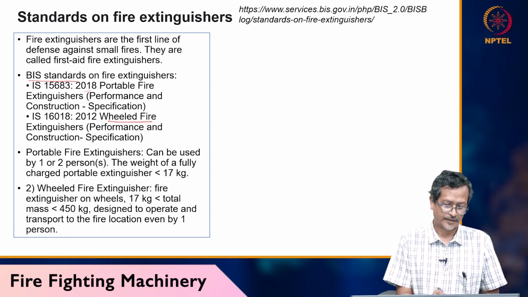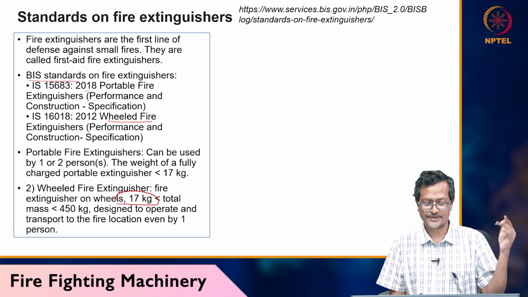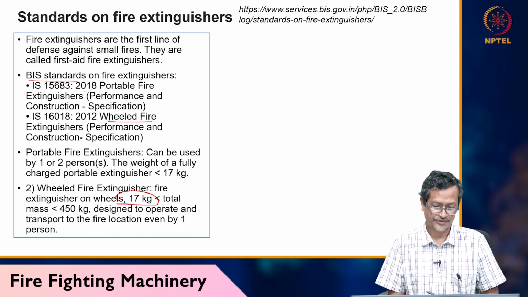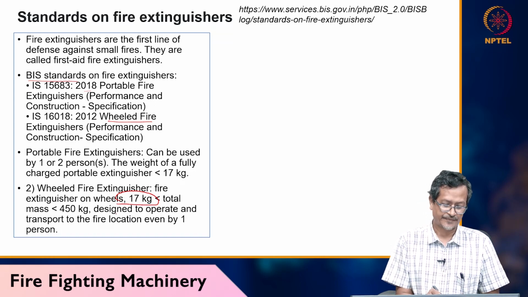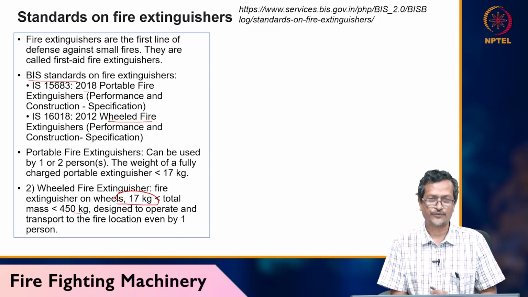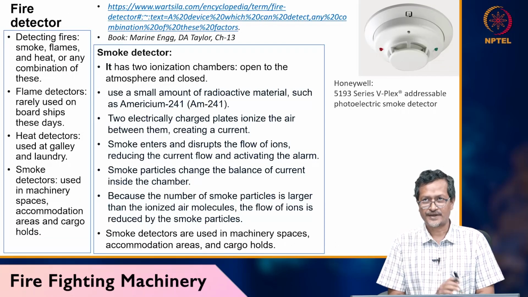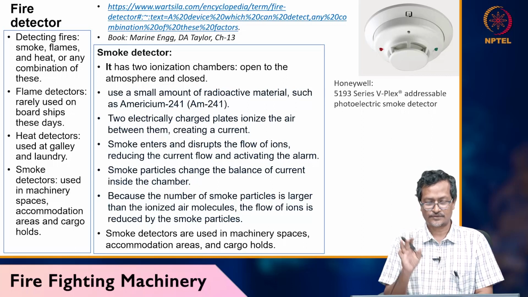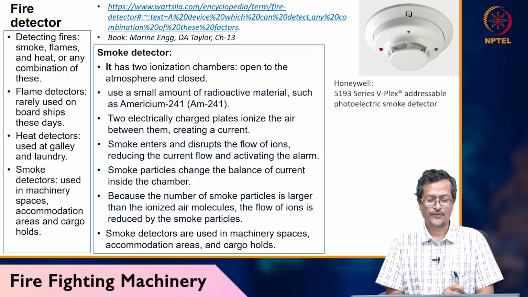The 17 kg limit is for the portable type, which will be there in your office buildings, in every place. But for larger systems, 17 to 450 kg, you need a wheeled system. Now you know different types of fire, like kitchen fire and gas fire. So how to handle it?